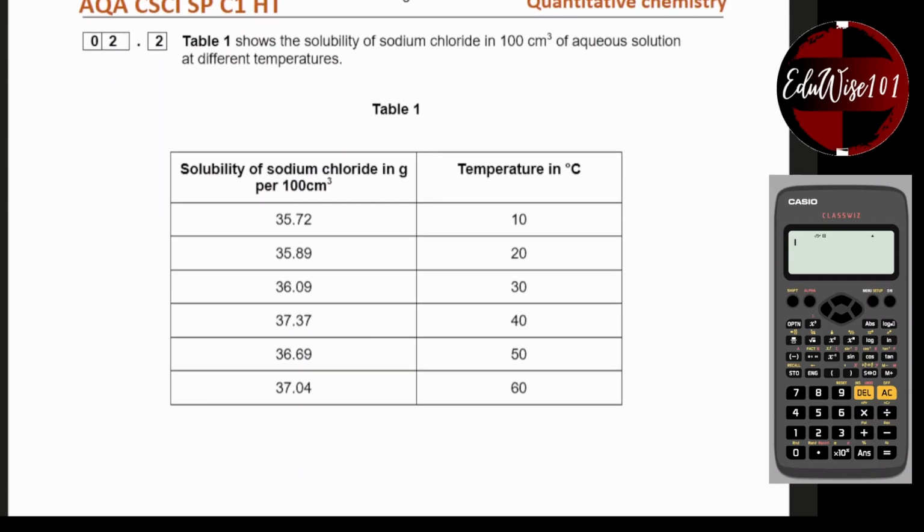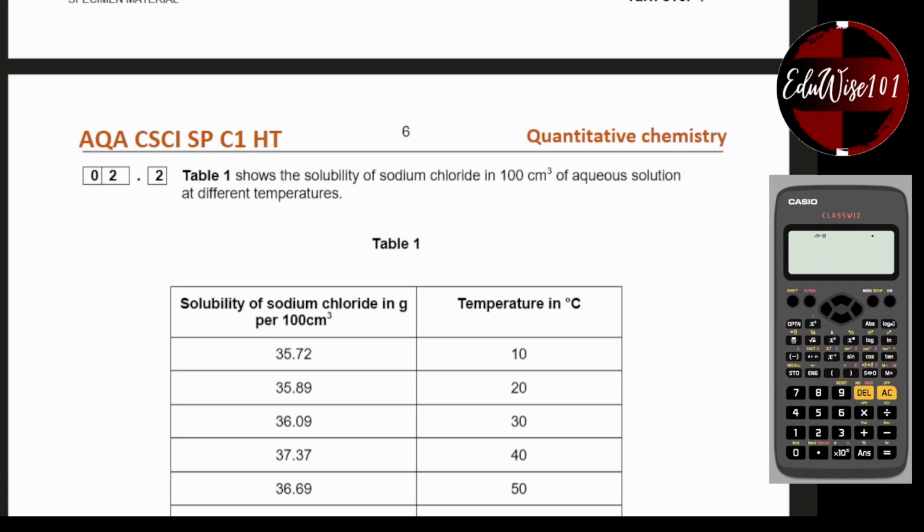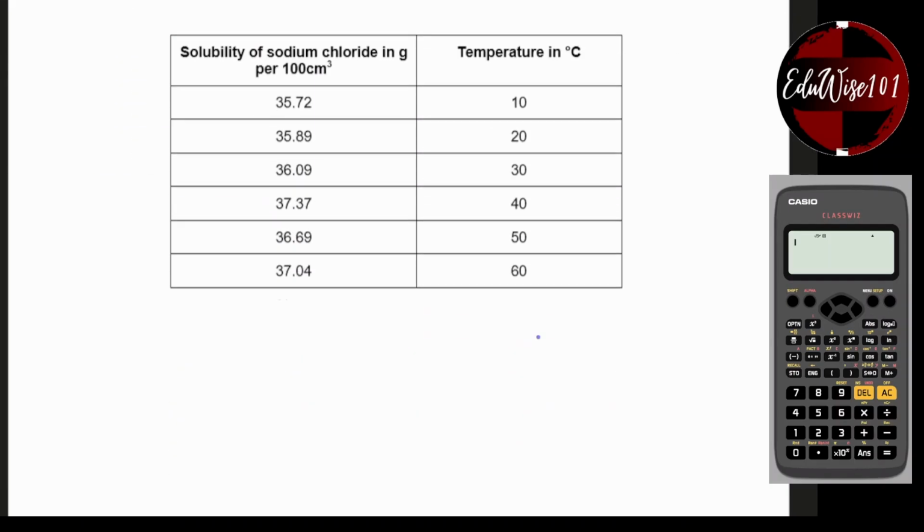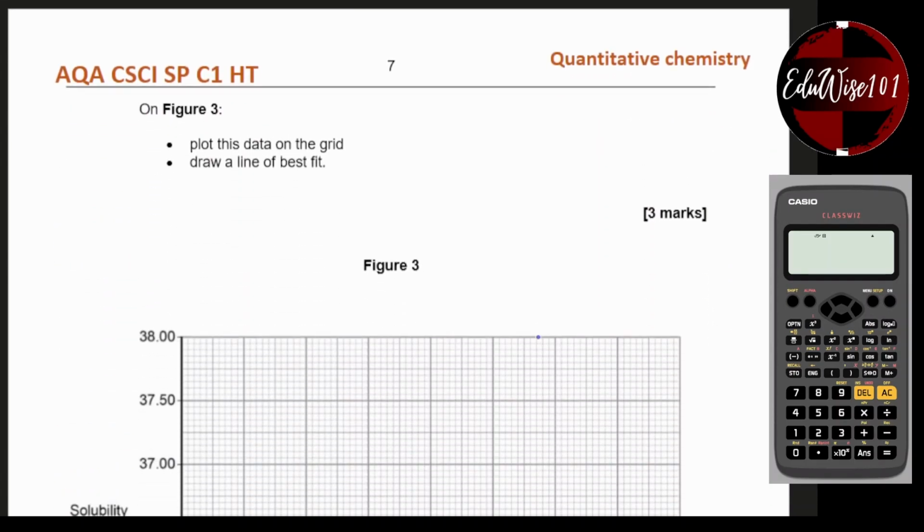Question 2.2. Table 1 shows the solubility of sodium chloride in 100 centimetre cubed of aqueous solution at different temperatures. As the temperature increases, solubility is increasing from 35 to 37.04. On Figure 3, plot this data on the grid. Draw a line of best fit.